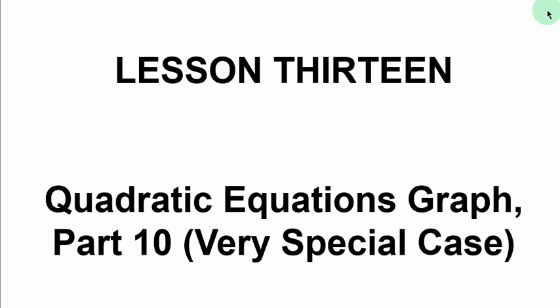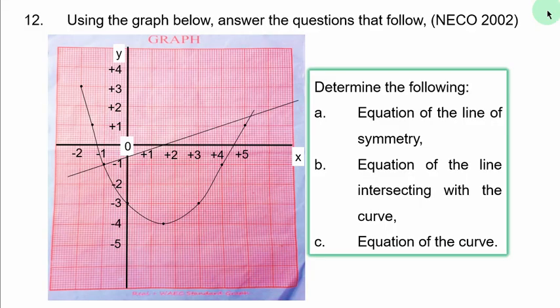This is another very special case, and we have example 12. Using the graph below, answer the questions that follow. Question A. Determine the equation of the line of symmetry. B. Determine equation of the line intersecting with the curve. C. Determine equation of the curve. In this type of problem, the graph has been plotted for you, so you study the graph and answer the question.